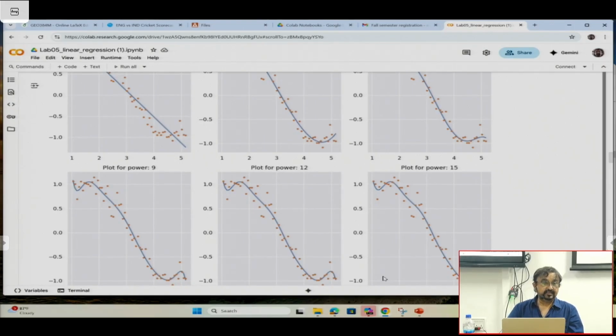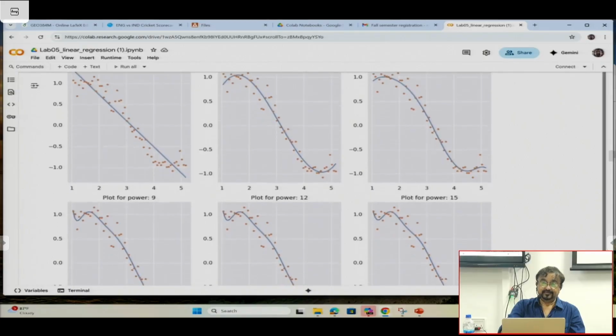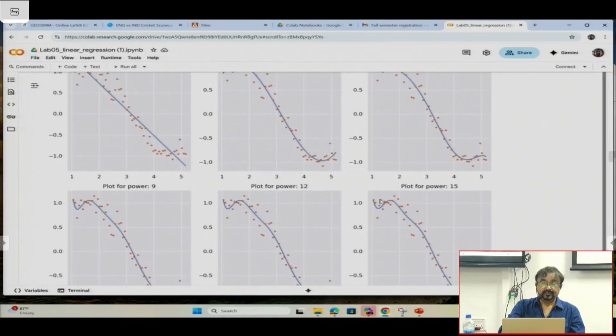So what do you notice here? Somebody from the back who's looking outside? What do you see on the board? Oh, there is a screen there, right? What is that telling you? As you change the order of polynomial, what happens to the fit?